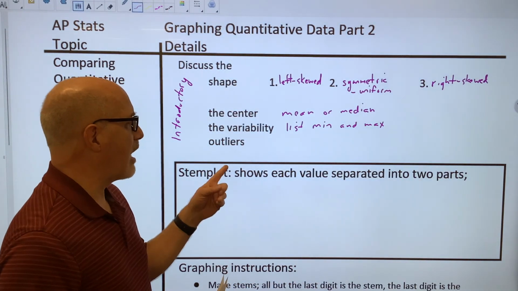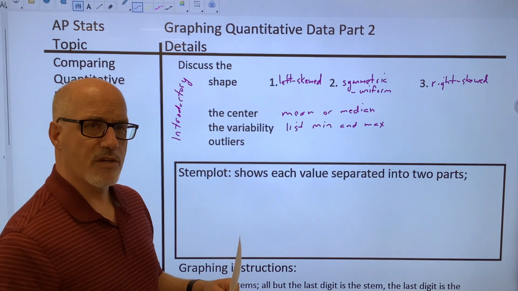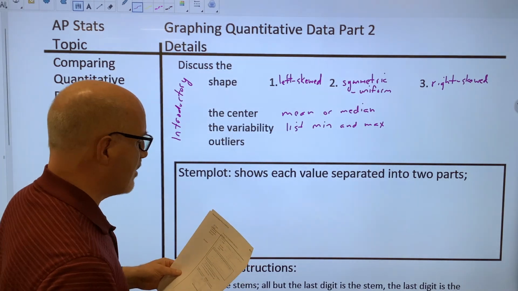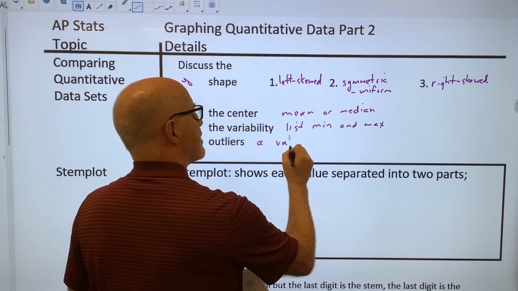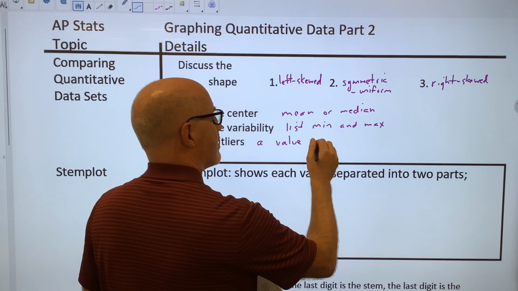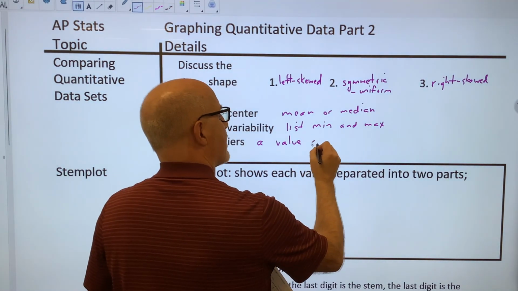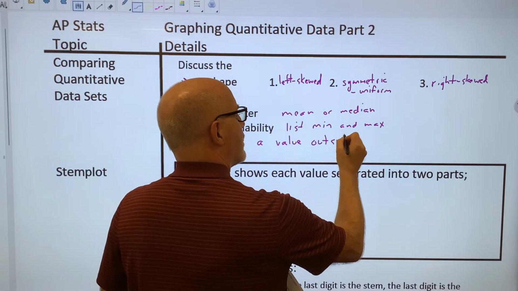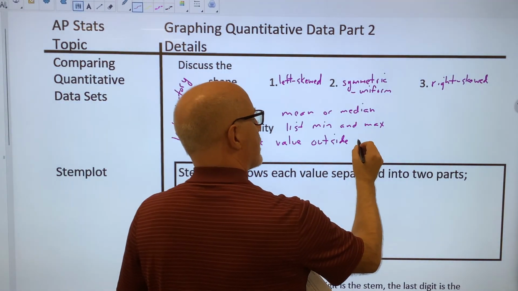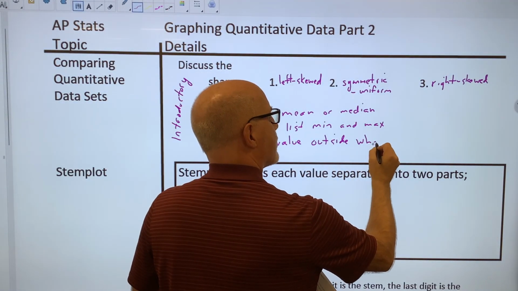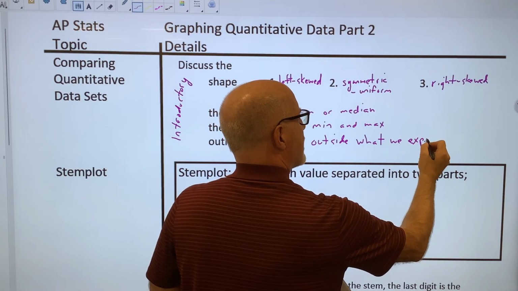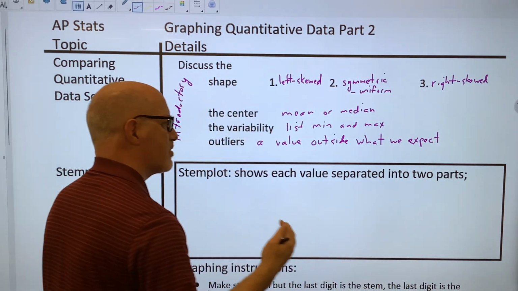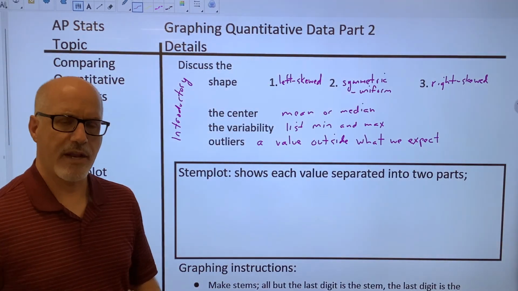And then we talk about outliers. Outliers, you want to list those. If there's a value that's outside of what we would expect with this distribution, then we list that as an outlier. What is the pattern of the graph? Is there a value that's outside of that pattern?